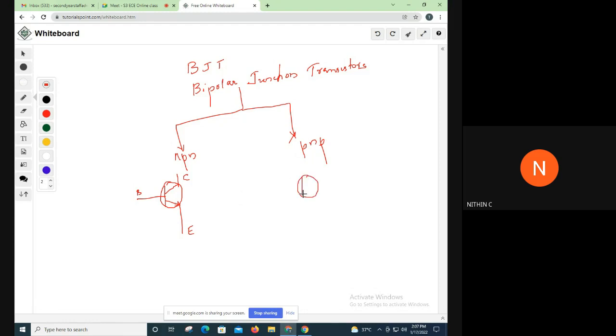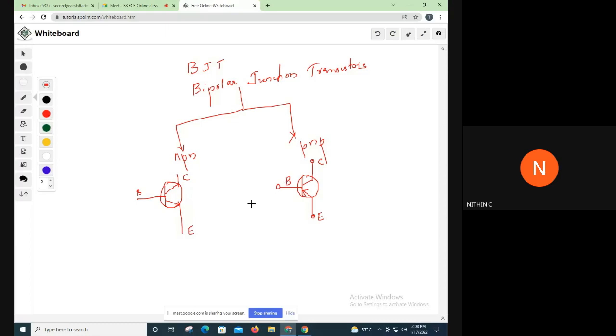Again, we'll have three terminals for the PNP transistor also: collector, emitter, and base. In the case of a PNP transistor, the arrow will be into the component symbol. Here you'll have the collector, here the emitter, and here the base. These are the three different terminals of a transistor.